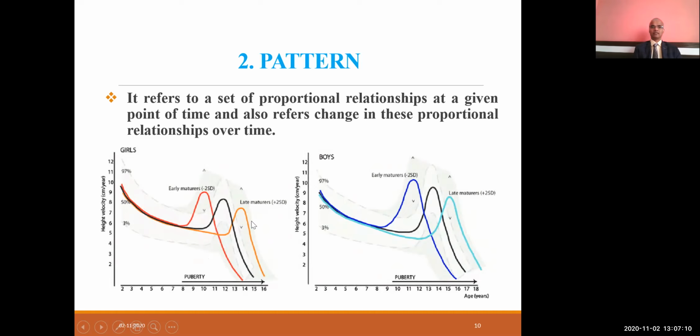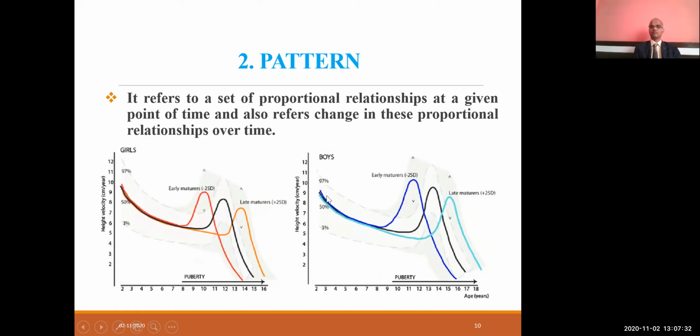There are three girls, one is early maturer, this is average and late mature. So the pattern is same, but there occurs some variability. Pattern is same in all three.